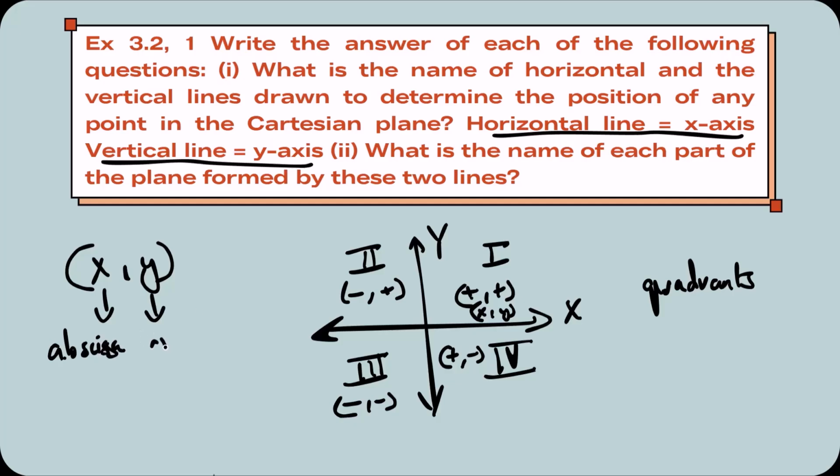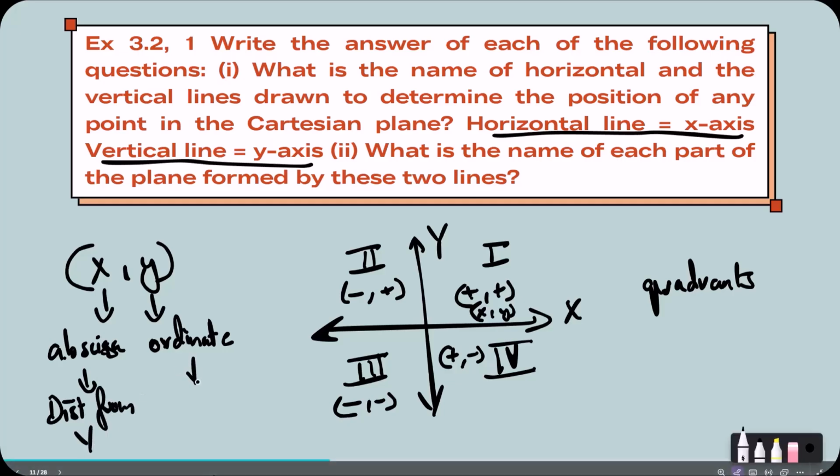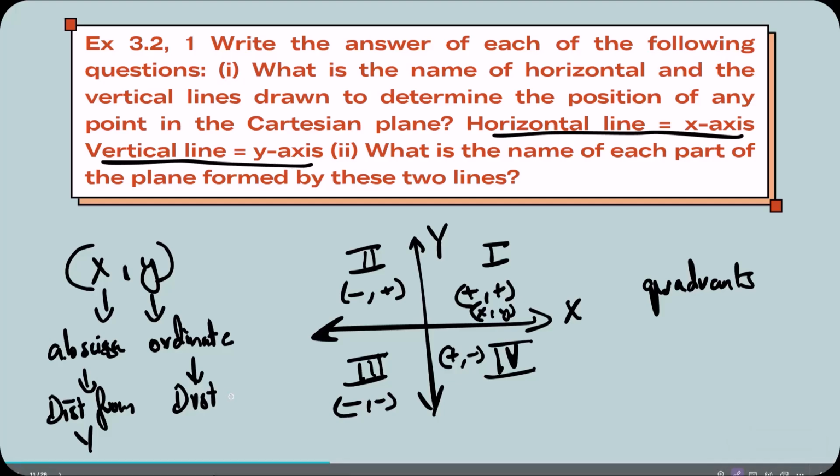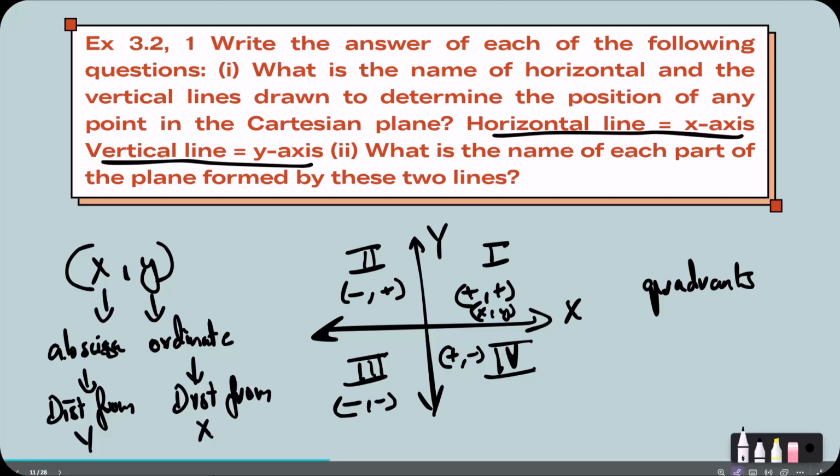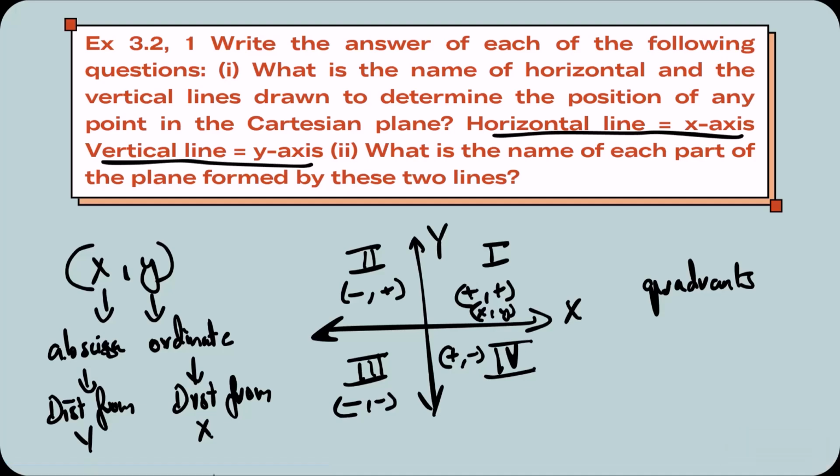Now what is the abscissa? The abscissa is the distance from the y-axis, okay? And the ordinate is the distance from the x-axis. Easy to remember, okay? So this is how you have to remember. This is the entire topic in a nutshell with one question, okay? All right, let's see the next question.